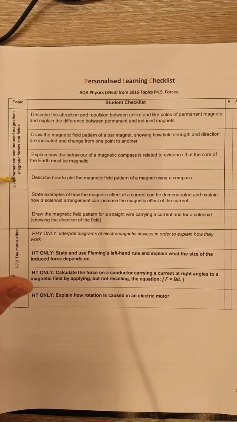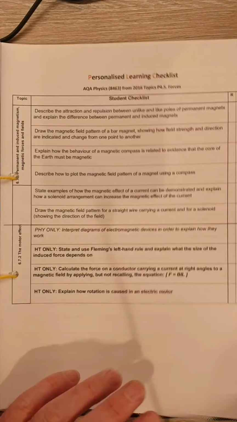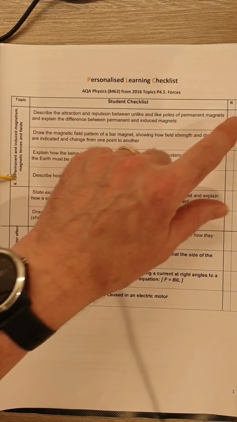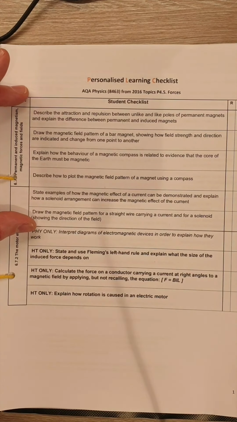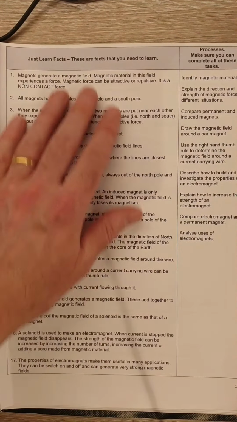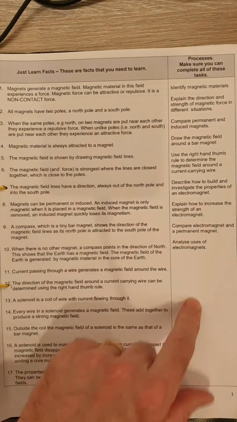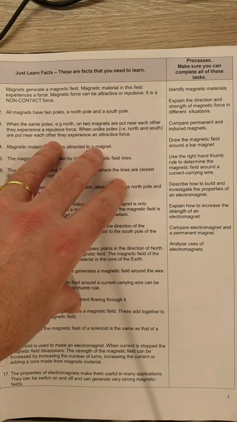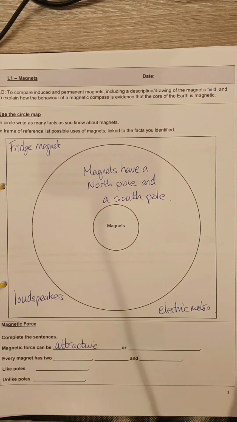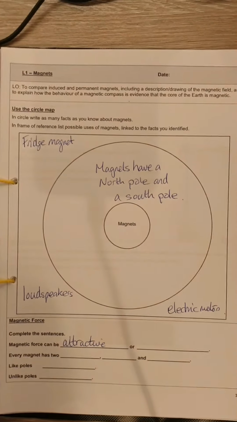Now, talking about the checklist, you should notice that in your pack, whenever you have any pack, it always starts with a checklist. Once you've completed the pack and you've done the corrections, you should complete the checklist. So you RAG rate the checklist to make sure how confident you feel about each of the topics. On the second page, you have a list of facts. So these are the things you should know. And on the side here, we have the things you should be able to do. So again, you should be checking that you know all of these facts and that you could do any of these things. Okay, so we're going to start with lesson 1, which is on magnets.